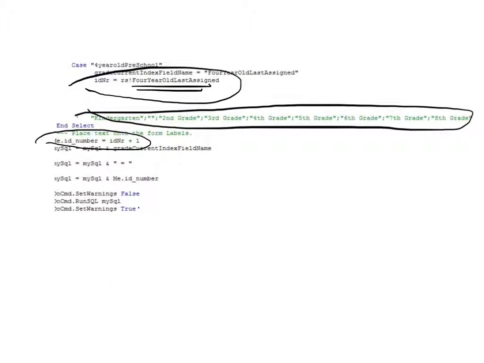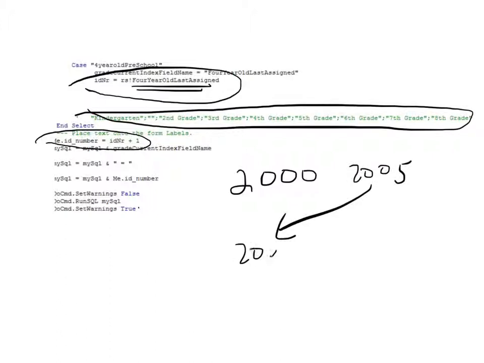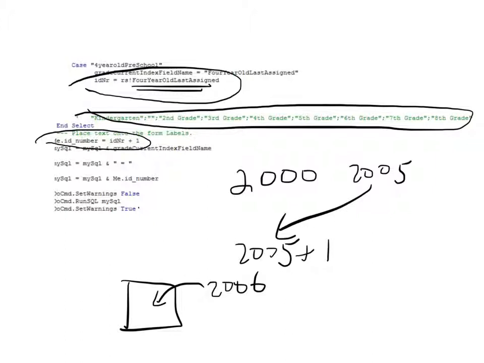So for example, if we were in the 2000 series, and let's say we were at 2005, we'd read out 2005 and say, oh, that was the last assigned. We'd add 1 to it and write that into the record. So we'd write 2006 into the record for the student and say, oh, that's his lottery ID number. But then we'd also write that back into our number table, and say, okay, the last one that we wrote was 2006.